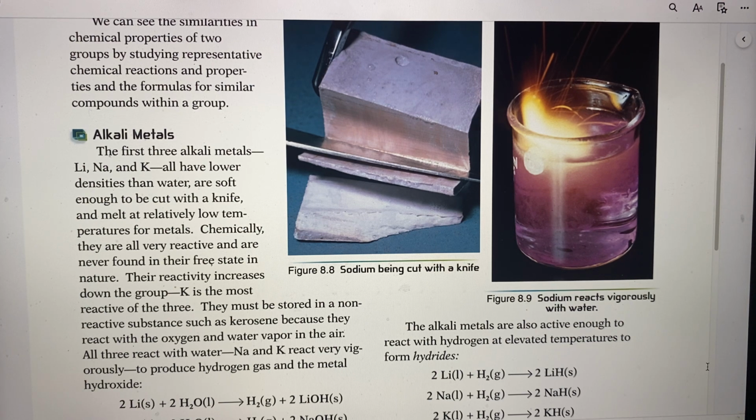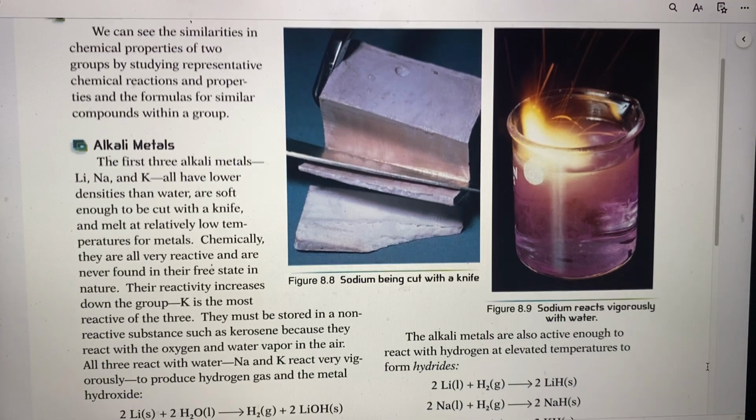And they also react with oxygen and water vapor in the air very easily. So they're very reactive to the air. If there's water vapor in the air, they'll react. And also if there's oxygen in the air. And all three of these will react with water. So those are some things about the alkali metals. And you need to know like three characteristics, I think, of those.